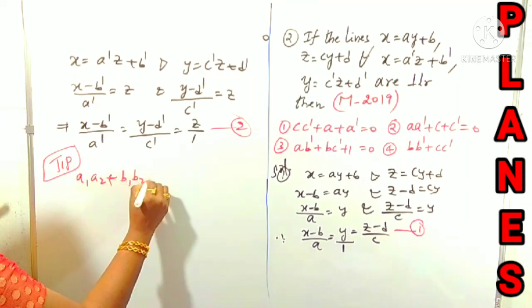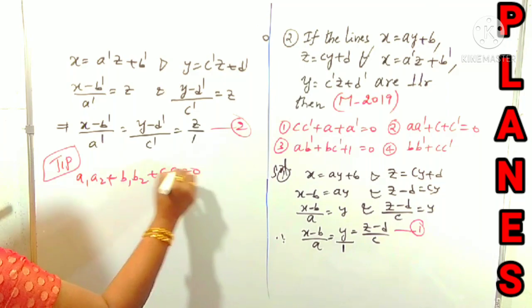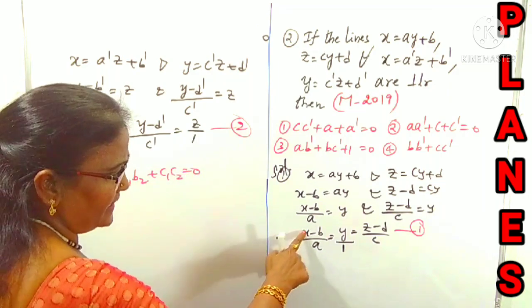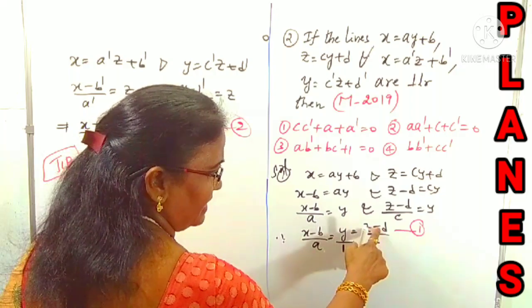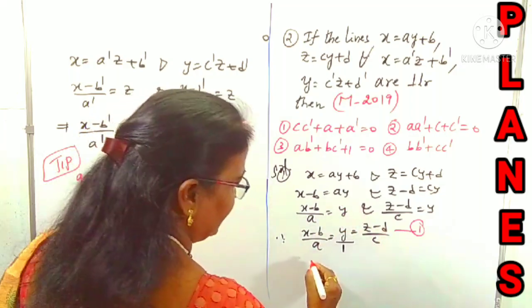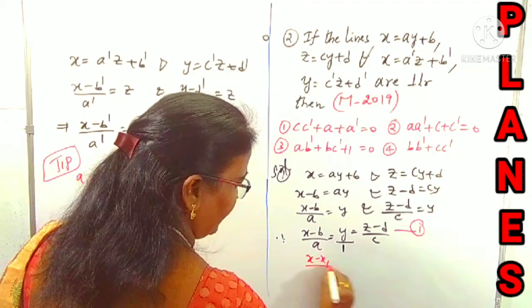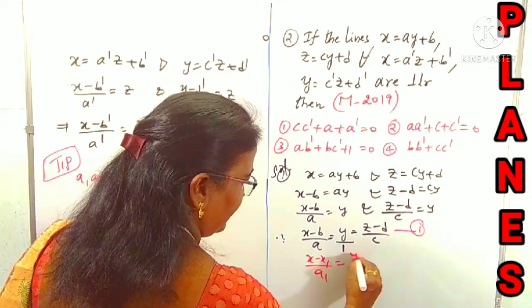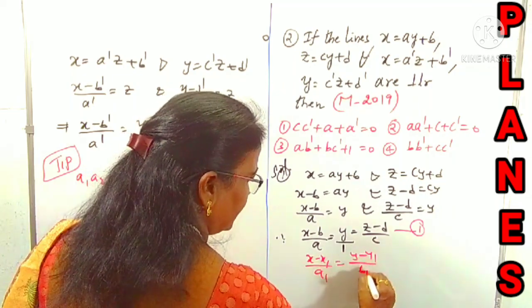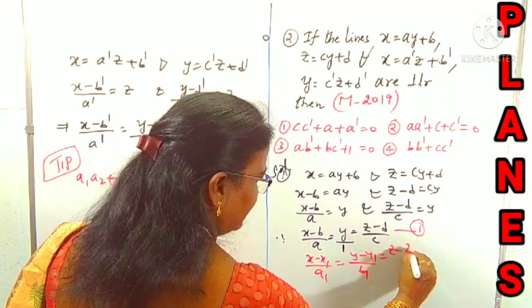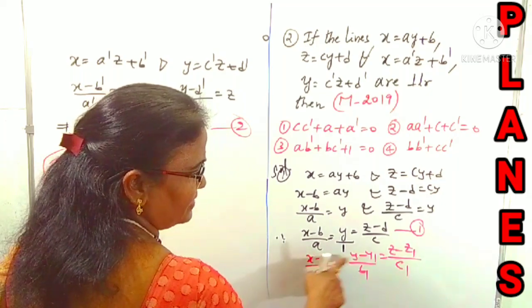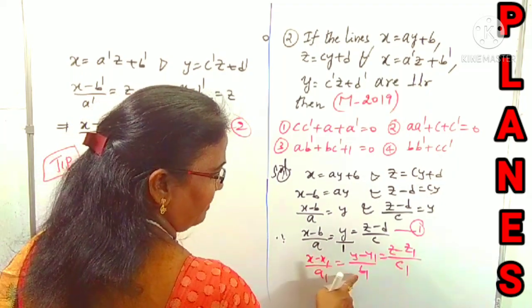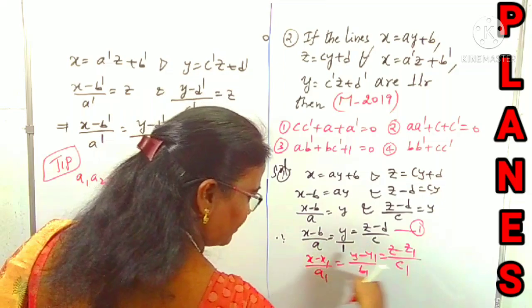b1 b2 plus c1 c2 is equal to 0. We can think of this as (x minus x1) by a1, (y minus y1) by b1, (z minus z1) by c1. You can think of this equation like this: (x minus x1) by a1 is equal to (y minus y1) by b1 is equal to (z minus z1) by c1. This is the equation of a line passing through the point x1, y1, z1 whose DRs are a1, b1, c1. This one you can compare with this one.